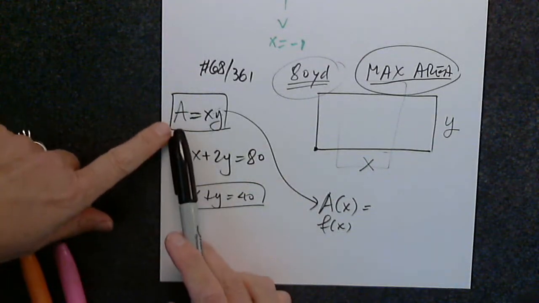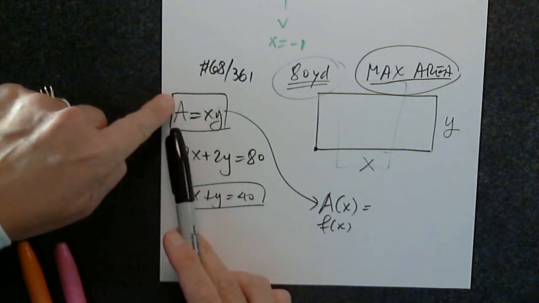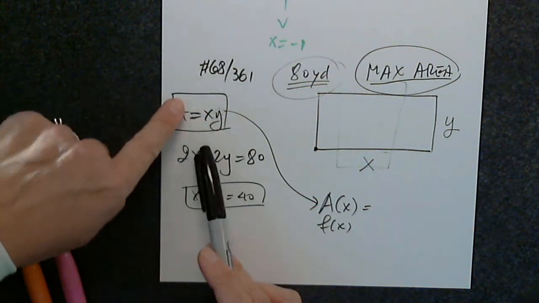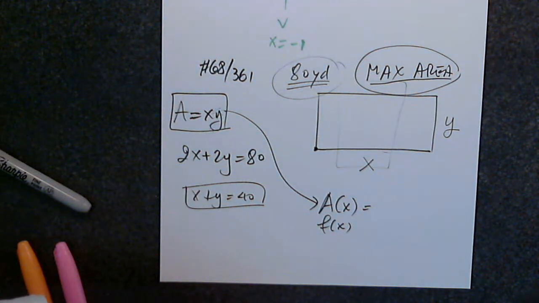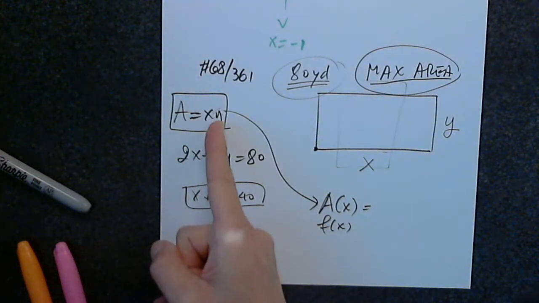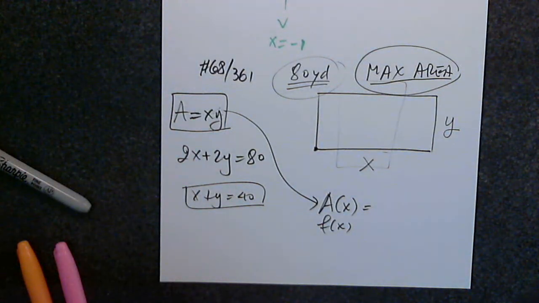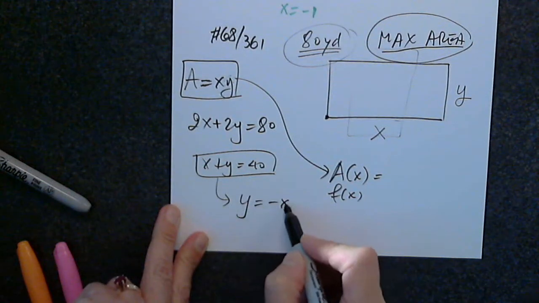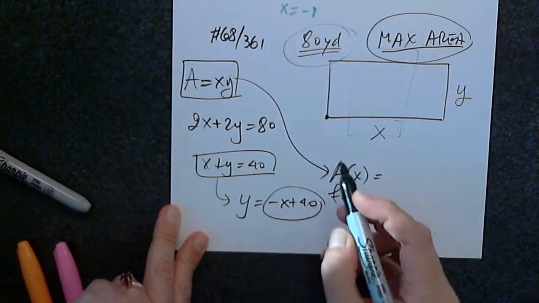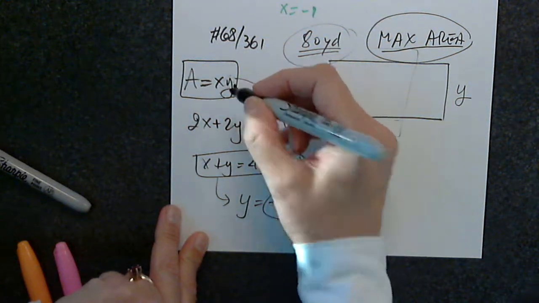No, because this is the function. I cannot move this to the other side. This is the function. This is just x times y. But I have to use what I'm given. So what should I do with this to make the y disappear? Yes, indeed. So y equals negative x plus 40. And now this is the way I get rid of y.